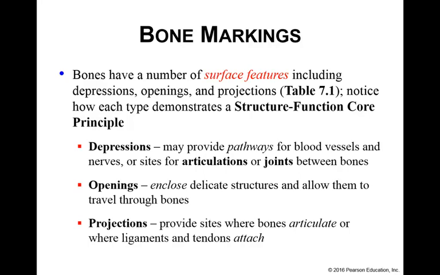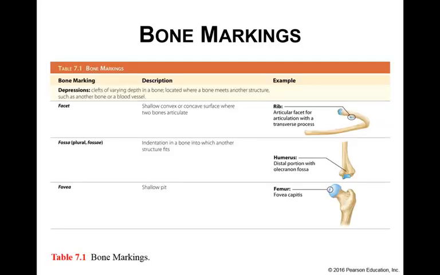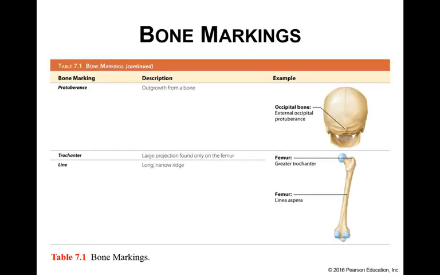Openings enclose delicate structures. They also allow things to travel through the bones. And then you have projections, which are the sites where bones articulate or where you could have ligaments and tendons attach. Okay, so these are some examples. This is the image that it shows in your textbook. So I strongly encourage you to become very familiar with the bone markings.